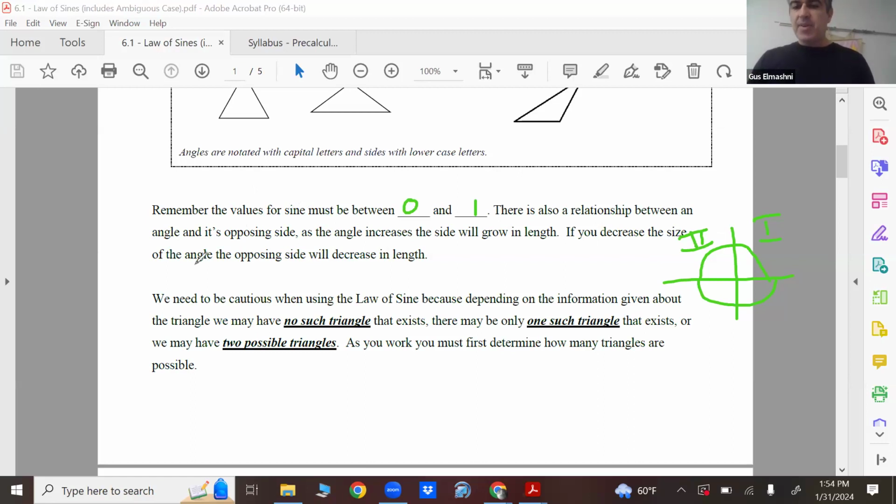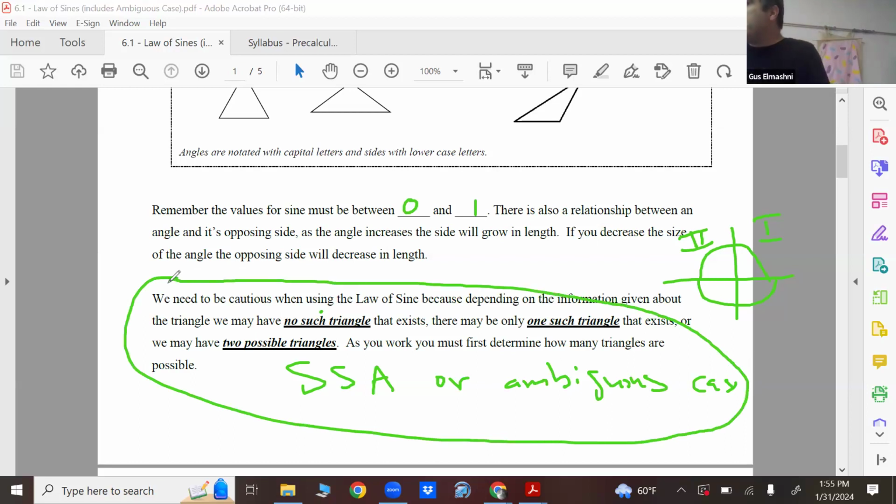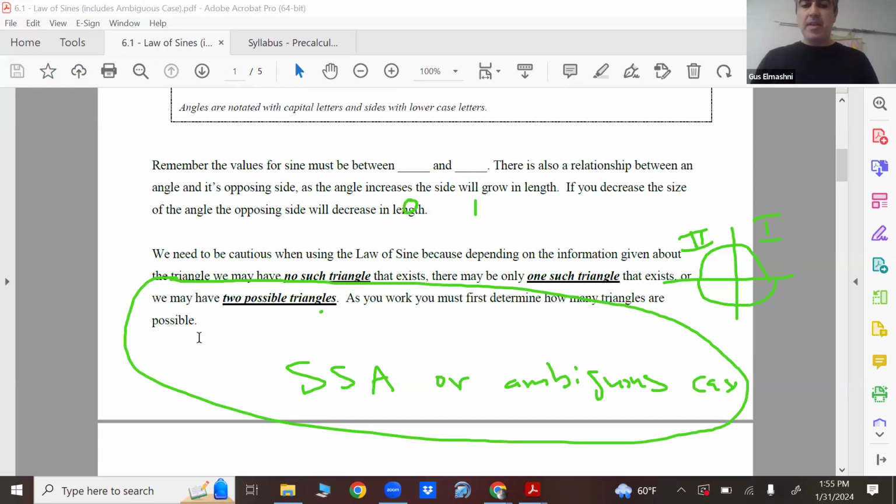And we do need to be cautious. It gets really messy. There's situations where you may get no triangle, one triangle, or two triangles. This usually happens with SSA, or what we call the ambiguous case. I'll explain when we do some examples. You'll see what's happening. Ambiguous means you don't know, it's unclear. So when you give an SSA, sometimes it's not quite clear what kind of triangle is happening. I'll explain when we get there. But again, we're going to be solving for missing sides and angles using this formula, law of sines.